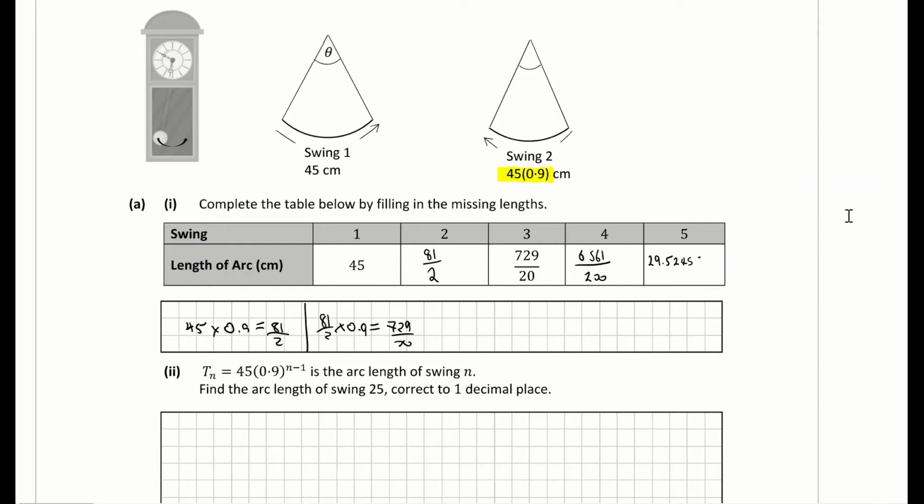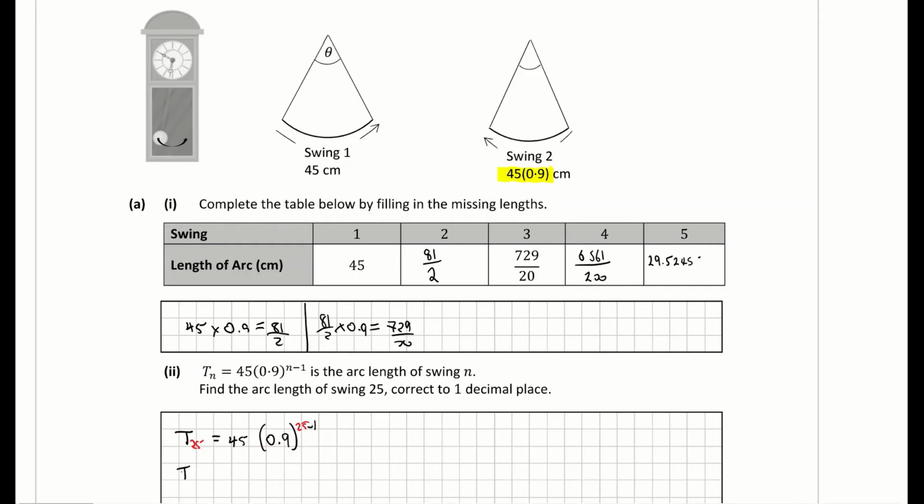Tn is equal to 45 times 0.9 to the power of n minus 1 is the arc length of the nth swing. Find the arc length of swing 25, correct to 1 decimal place. Basically all you're doing is finding term 25. That's all you're doing. So for n, we're subbing in 25. So term 25 is equal to 45 times 0.9 to the power of 25 minus 1. So we're basically putting it to the power of 24 here.